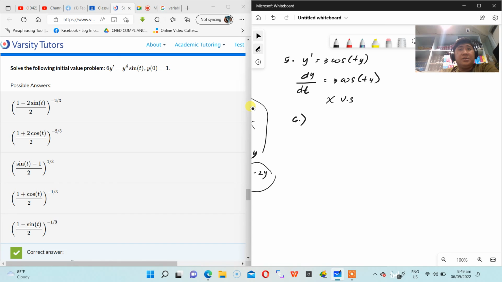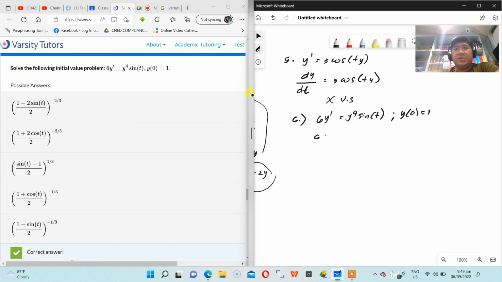So solve 6y prime equals y raised to the power 4 sine of t, with initial value y at 0 equals 1. So from there, we solve. This is 6 dy over dt. Actually, instead of y, I can also put z. That's possible too, it's the same process.